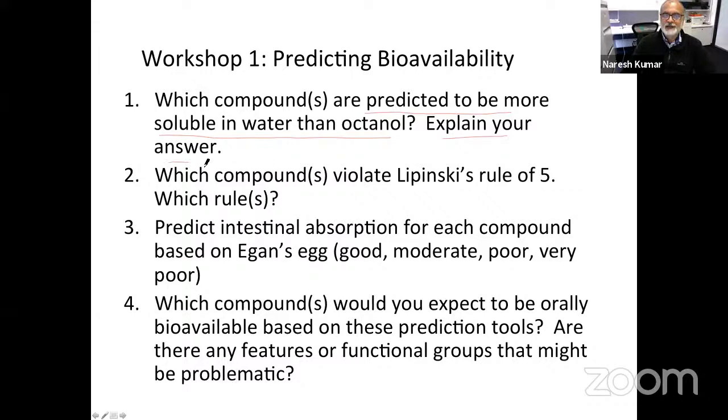Okay, so you need to look at the compound and the data I provided to you. You need to answer which compound or compounds are predicted to be more soluble in water than octanol. And that's where you need to look at the log P value, because I showed you earlier that when you measure the ratio of the concentration between octanol and water, you can tell which one is more soluble in water and which one is more soluble in octanol, which is directly related to the log P.